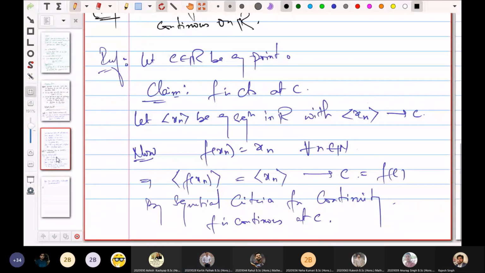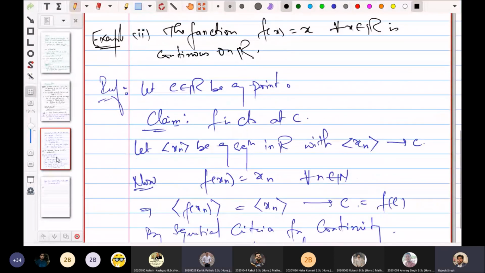Yes, so we started with any sequence. We started because we have to show that f is continuous on this whole set R. So we started with any point in R. Then we wanted to prove that f is continuous at C, so we were going through the sequential criteria. We picked any arbitrary sequence that converges to C.